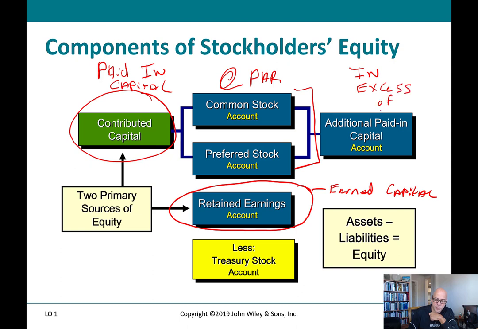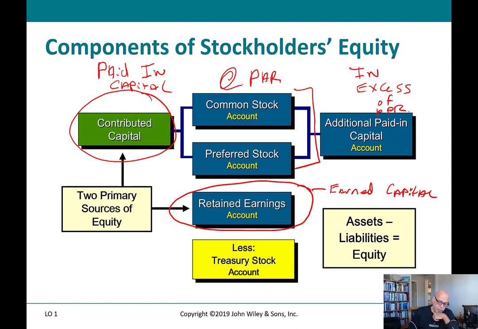So if you buy a share of stock, and these stocks have a very, very low par value, generally 1 cent, you pay more than 1 cent for a stock, right? What happens? The amount over par that you pay, and that's driven by the stock market, right? The amount over par that you paid would go into this additional paid in capital in excess of par account.